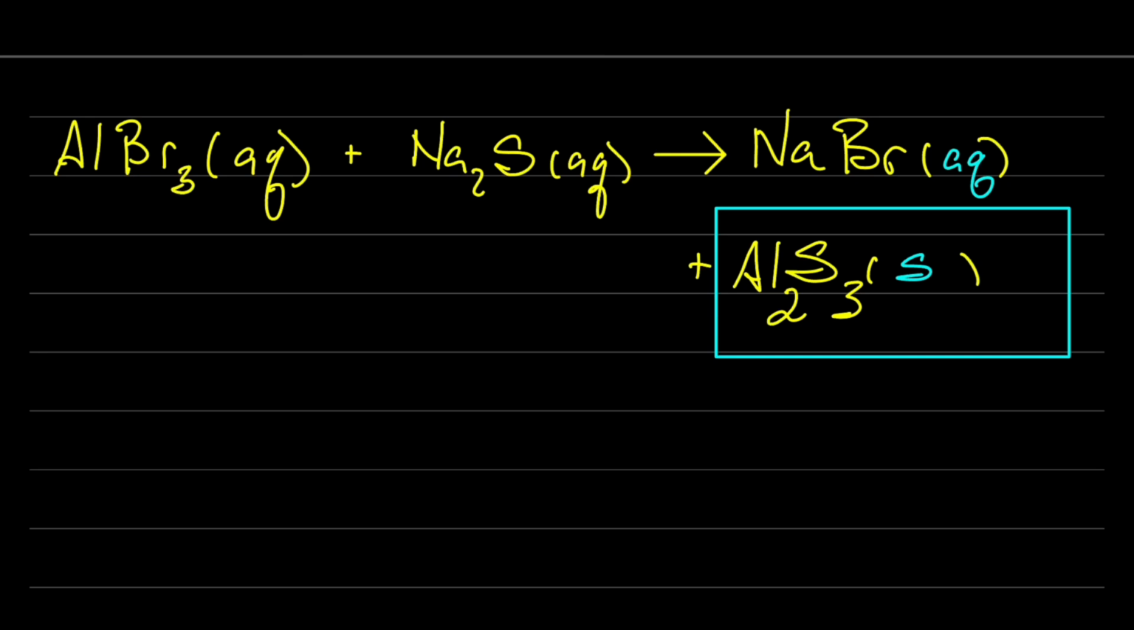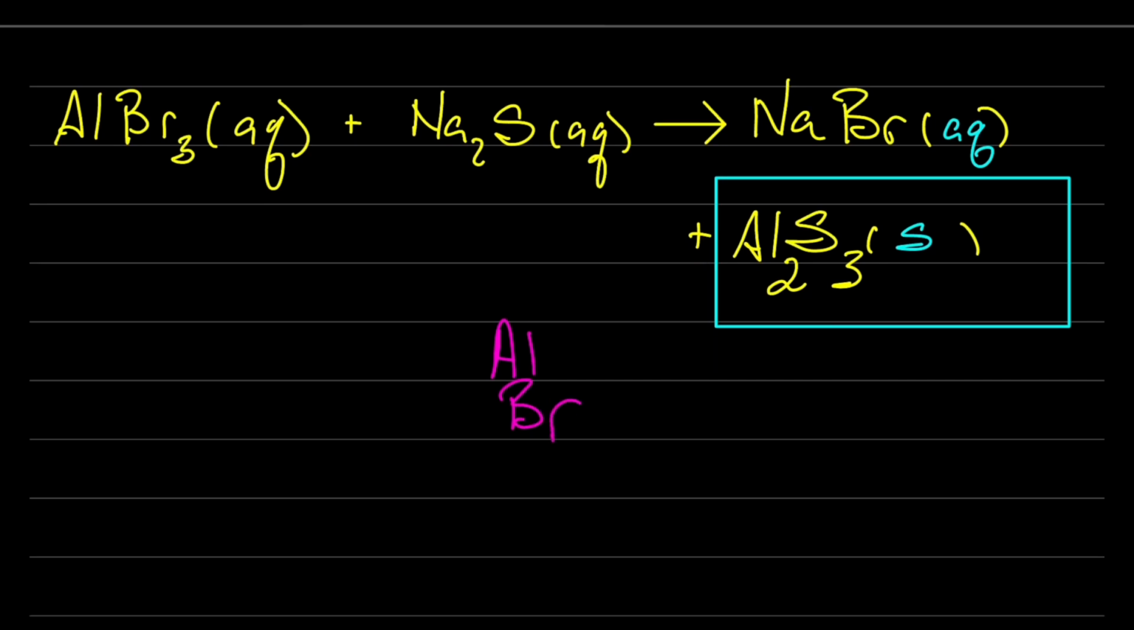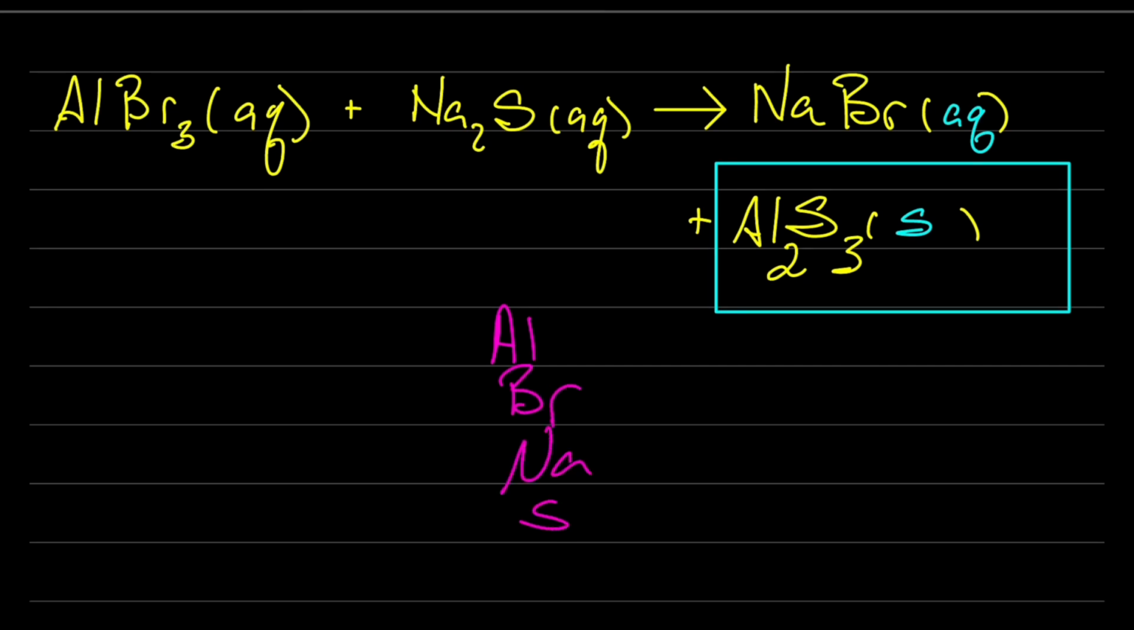And the NaBr is still in the aqueous state. So our very last step is to balance this guy. So let's do that real quick. Let's see. I didn't leave myself a ton of room here. Aluminum, bromine, sodium, and sulfur. On the reactant side, hopefully I'm doing this right. We have 1, 3, 2, 1. And on the product side, we have 2 aluminum, 1 bromine, 1 sodium, and 3 sulfurs.